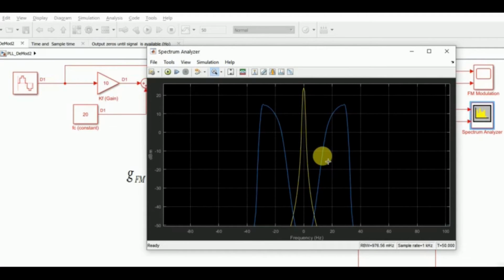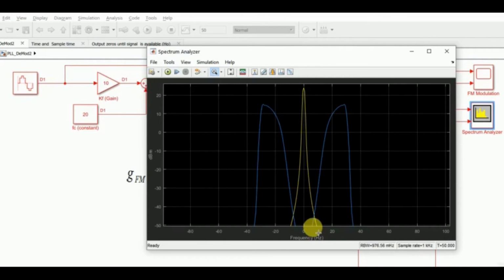Note that the blue line is roughly centered around 20. So this is the carrier frequency that we set, right? Now consider the bandwidth of this one, the bandwidth of the passband signal, the blue one.